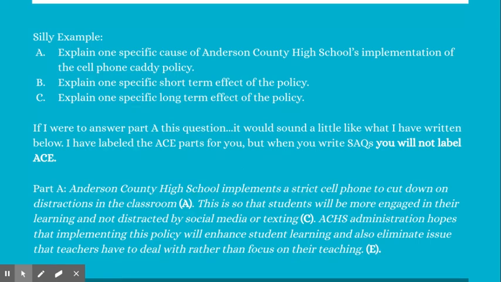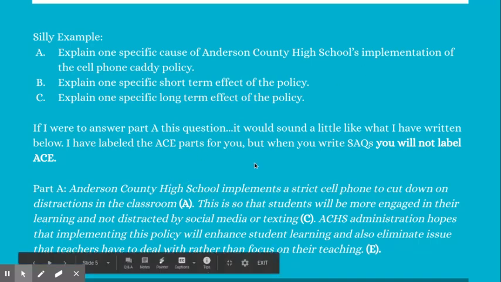This is very similar to what you might see on the AP exam, except it wouldn't be about cell phone policies. It would be about history. Explain a short-term effect, explain a long-term effect, explain a similarity or a cause, something like that, okay? So let's pretend that I'm going to answer just part A here.